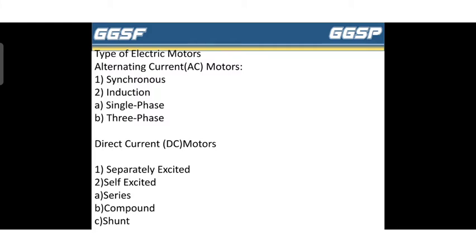Then we see the types of electric motor. The first type of electric motor is alternating current. In alternating current, two types of motors are divided: first is the synchronous motor, and second is the induction motor, as well as single phase motor and three phase motor. The second type of electric motor is the direct current motor. In direct current motors, types include separately excited motors and self excited motors, which are series motor, compound motor, and shunt motor.